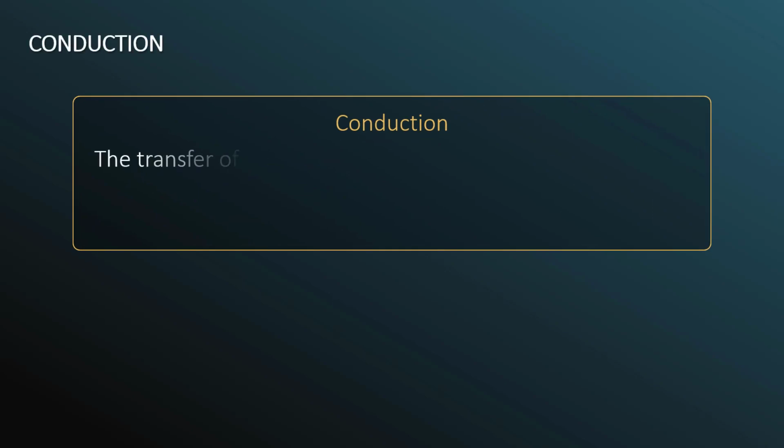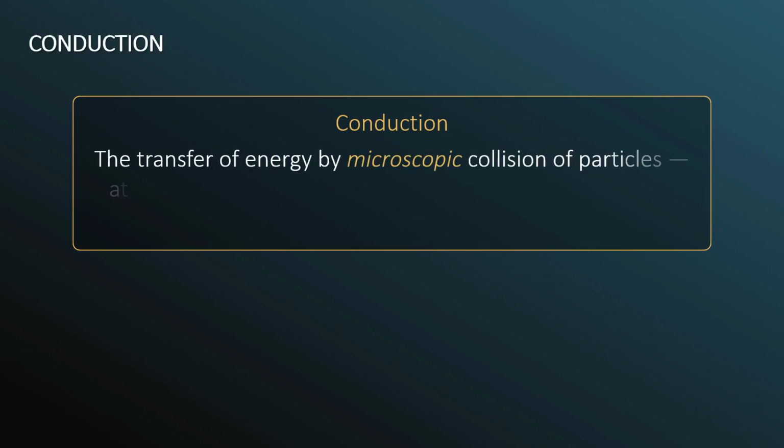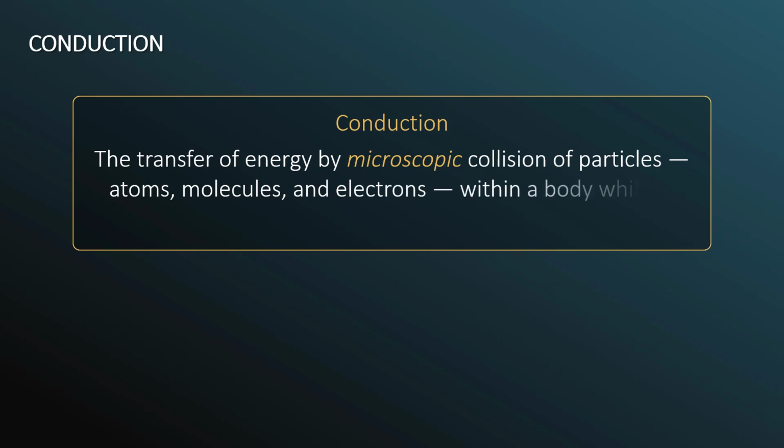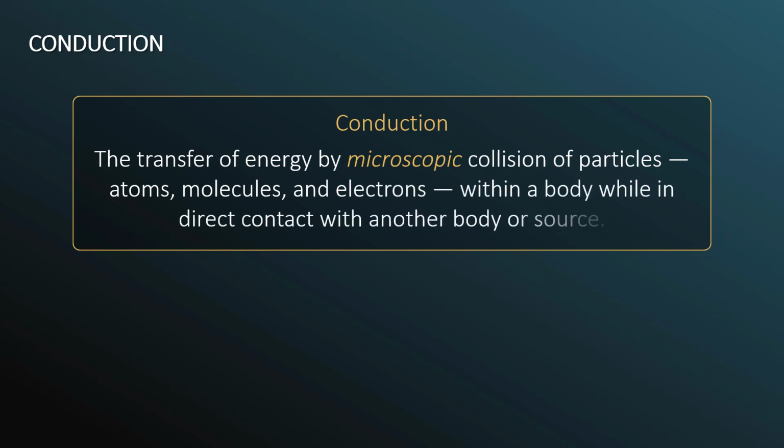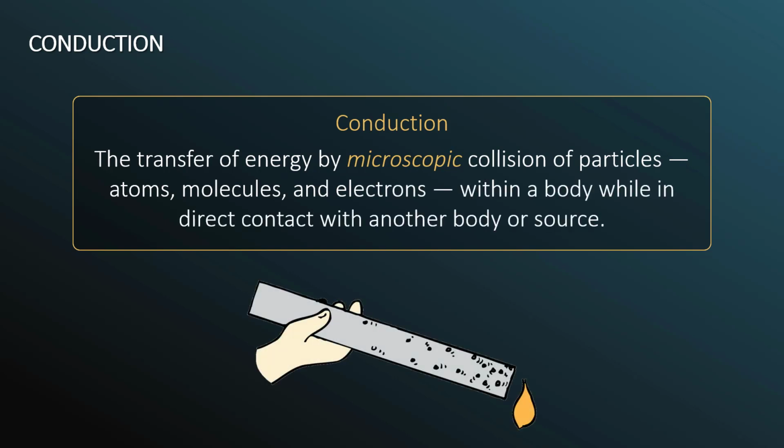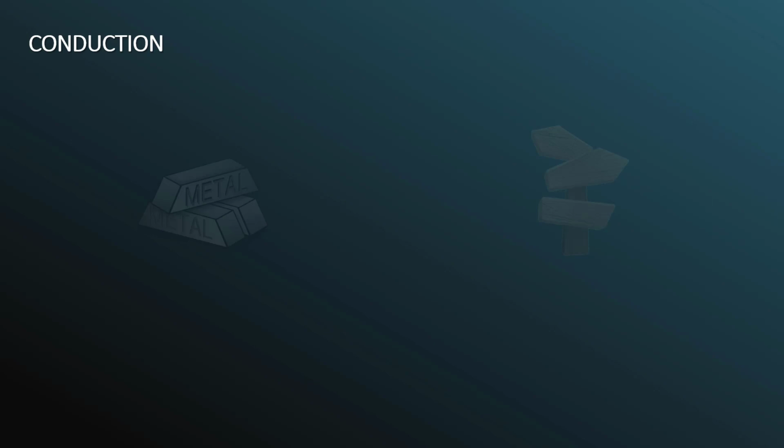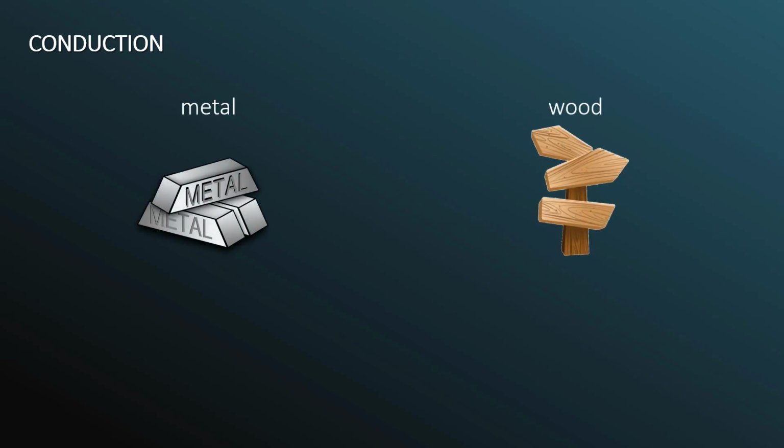Conduction is the transfer of energy by microscopic collisions of particles within a body while in direct contact with another body or source. For example, when the end of an iron rod is held in a flame, the atoms at the heated end vibrate more rapidly. These atoms vibrate against neighboring atoms, freeing electrons that can drift through the metal, transferring energy by colliding with atoms and other electrons. Consider two materials, metal and wood.